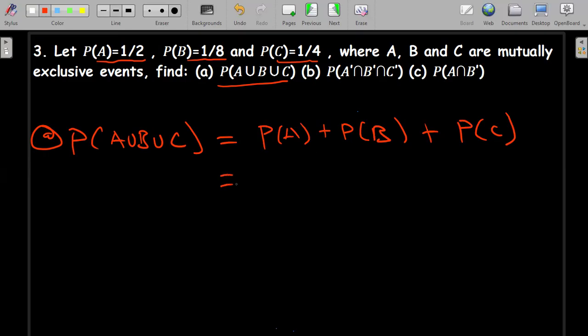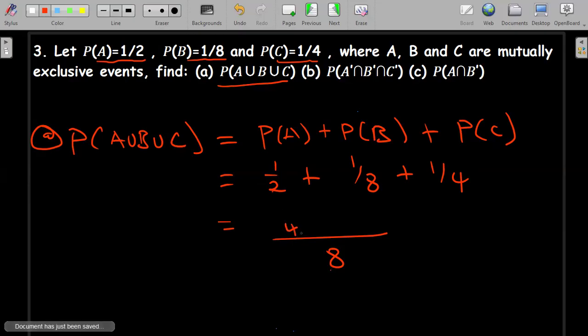Right, so the probability of A is 1/2 plus the probability of B, which is 1/8, plus the probability of C, which is 1/4. So this is going to give us what? Okay, so you can say the common denominator here will be 8. So 2 there, it will be 4 multiplied by 1, it will be 4 plus 1 plus 4 into there, it will be 2. This will be equals to 4 plus 1 plus 2. That will be 7/8.